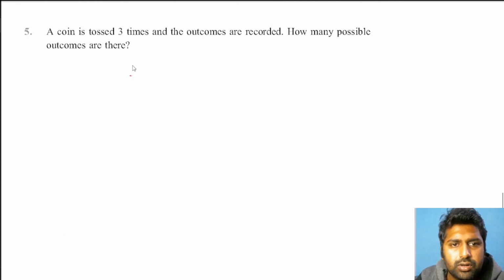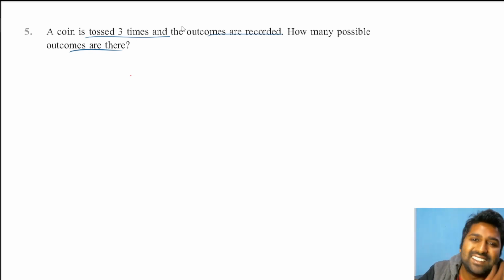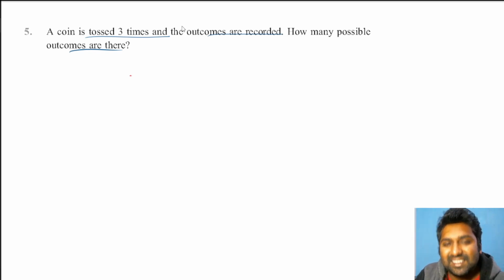A coin is tossed 3 times. Outcomes are being recorded. How many outcomes are there? I think this one you can answer without even trying, because that's like a grade 9, 10th question. How many outcomes are there? So for 3 coins, 8 outcomes are there. But let's see how PNC helps us to find it.